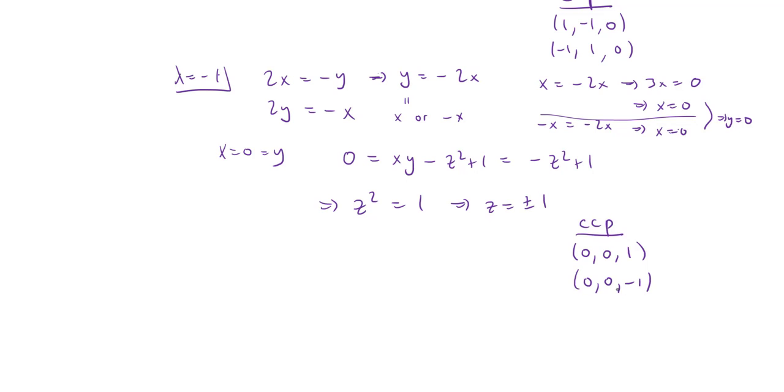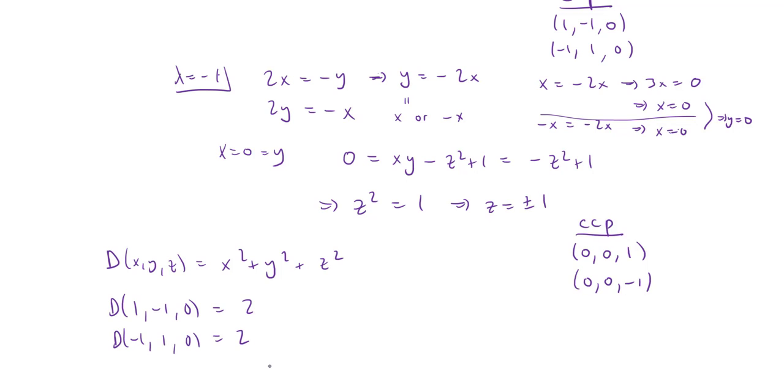Now, our goal is to figure out, of these 4 points, which all lie on the surface, which of them is closest to the origin. That is, which of them minimizes our original square of the distance function, which just said square all of the different components. So we can evaluate this at, well, let's see, we have 1, -1, 0, and you just square them. 1, 1, and 0 gives you 2. And the same thing with d of -1, 1, 0. That will also be 2.